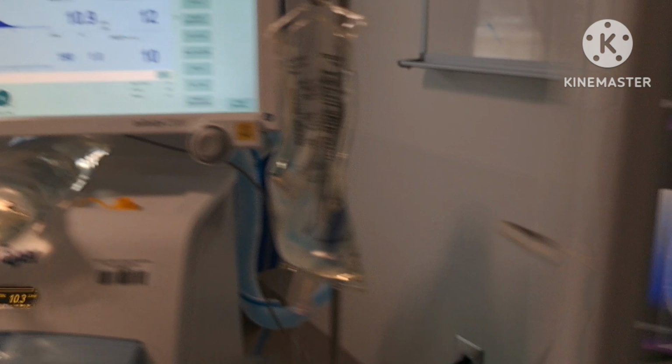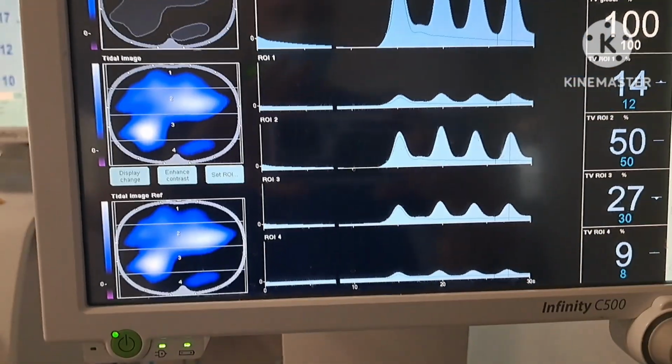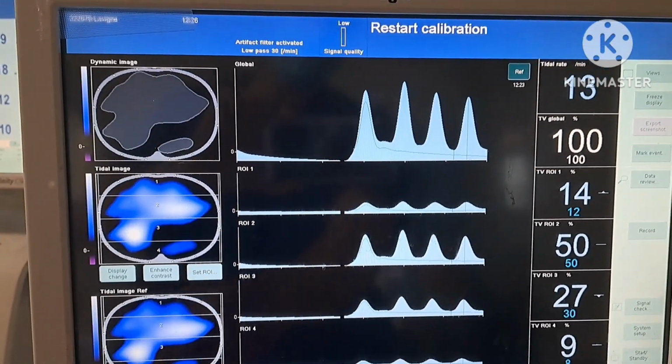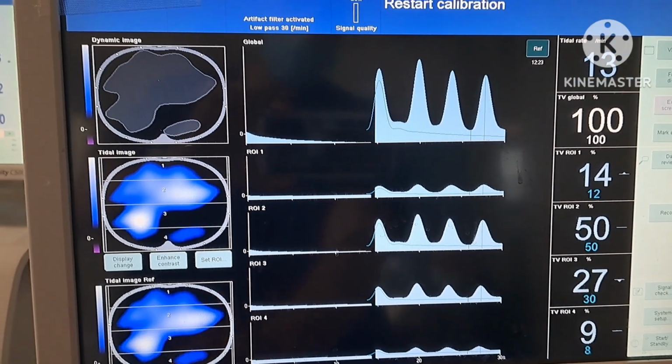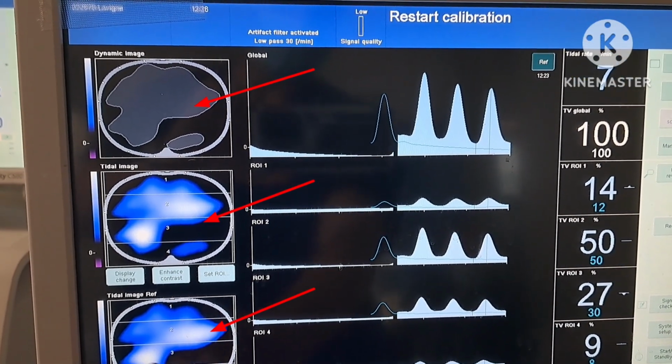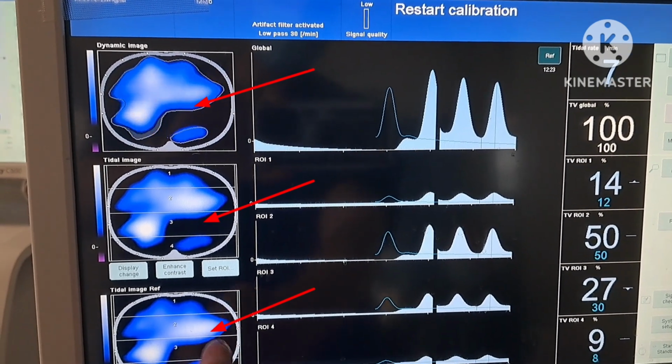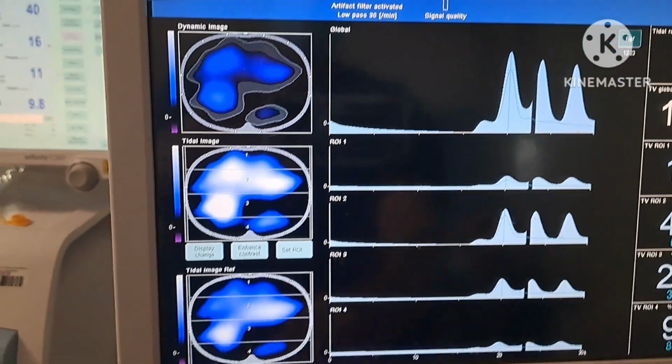I might be wrong, 6 or 8. I'll have to go back. But we see here that the distribution of ventilation is quite good, except we have left mid dorsal to dorsal region could be improved.